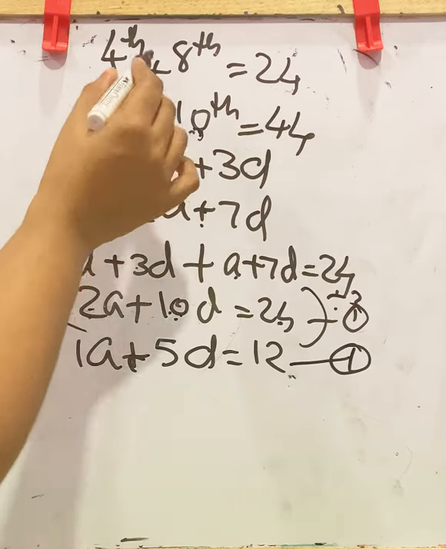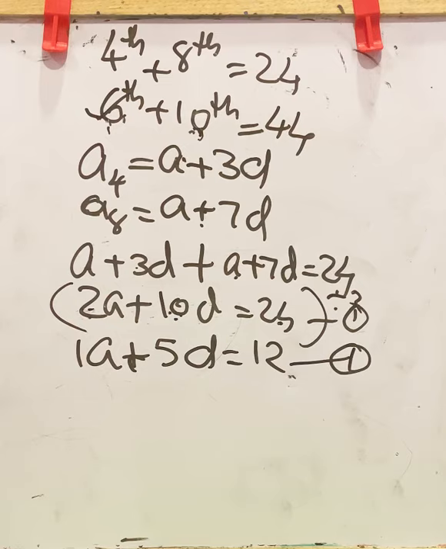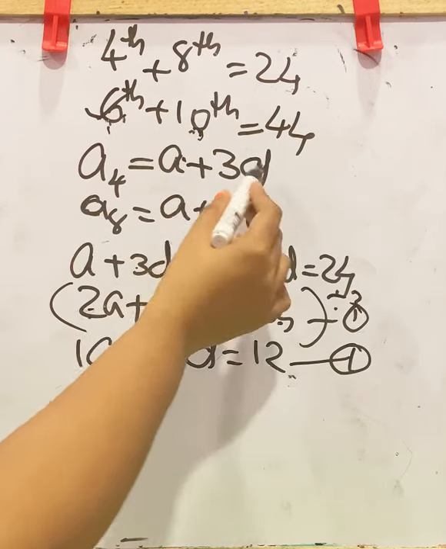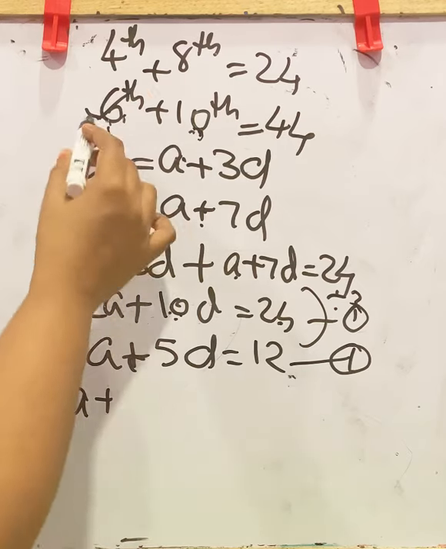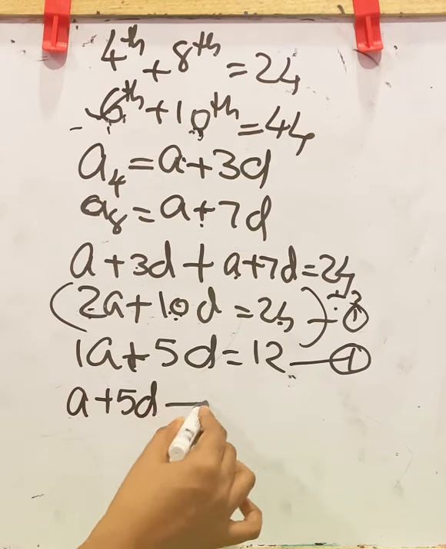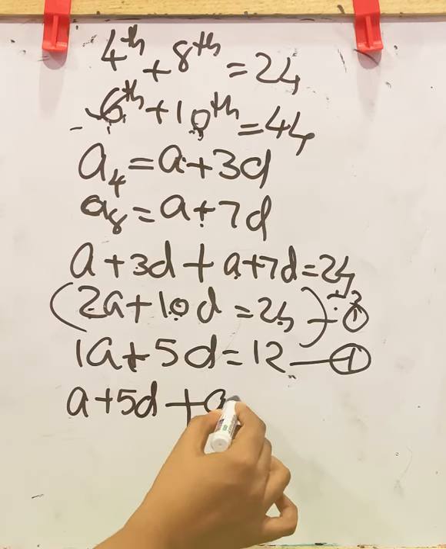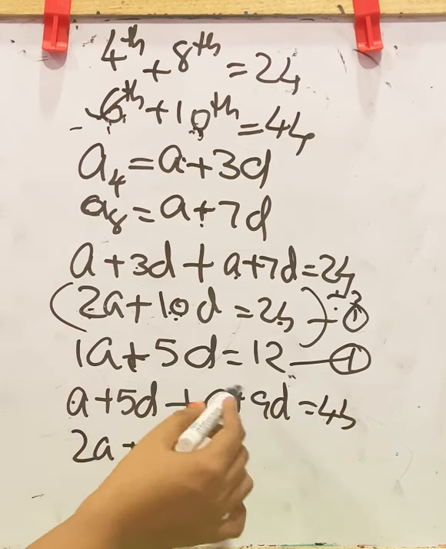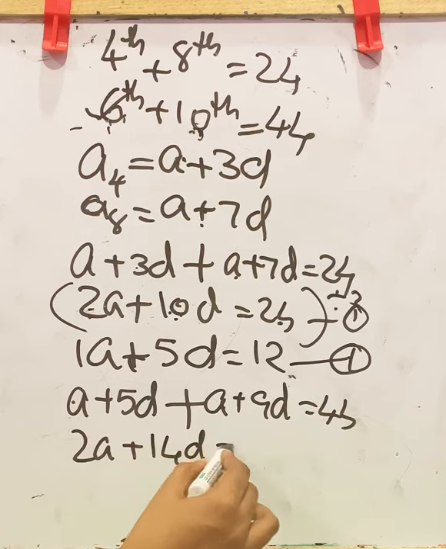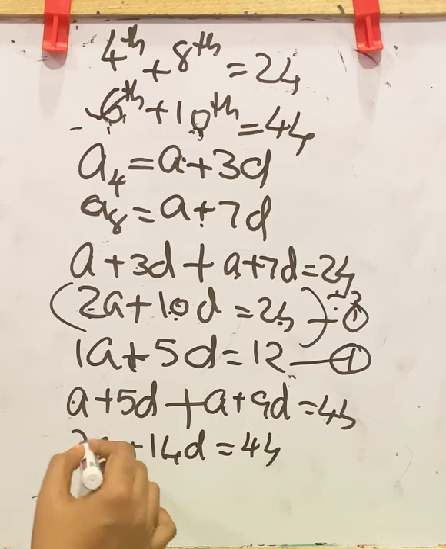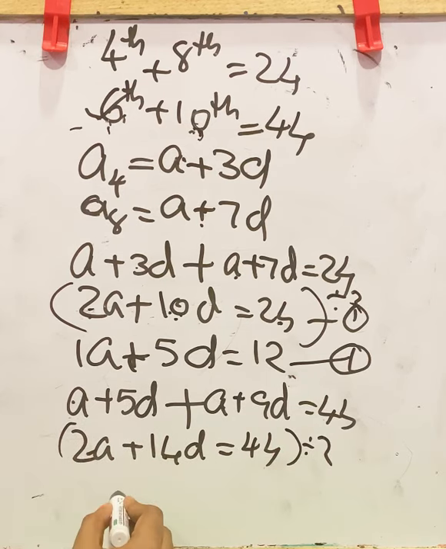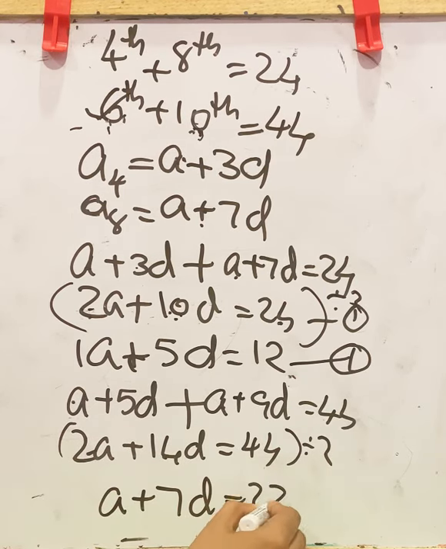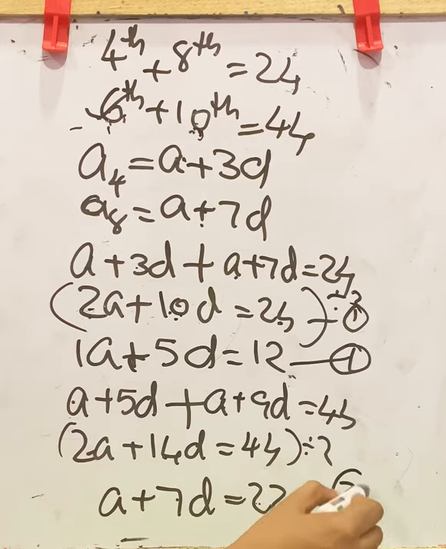Now considering the next condition, that is 6th term plus 10th term equals 44. The 6th term we can write like this, that is A plus (6 minus 1)D, which is 5D, plus, here it becomes A plus 9D equals 44. A and A, 2A, plus 9D plus 5D, 14D, equals 44. Again all are multiples of 2. Dividing with 2, you will get a new equation, that is A plus 7D equals 22. Here 22 is a multiple of 2, but you can't divide the whole equation with 2 because here A is not a multiple of 2. So this is the second equation.